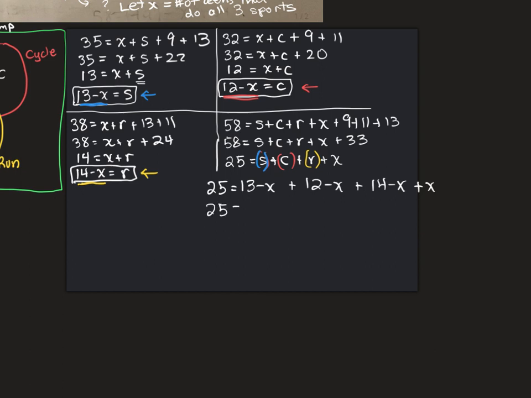So 25 would equal, let's add all those numbers together. 13 and 12 is 25, plus 14 would be 39. And then negative x plus negative x, negative 2x, minus another x, negative 3x, plus x, negative 2x. And then just to have x positive, I'm going to add it to the other side. And then I'm going to subtract 25 from both sides. So I should have 2x equals 39 minus 25, which would be 14. Divide both sides by 2, and we get x is equal to 7.